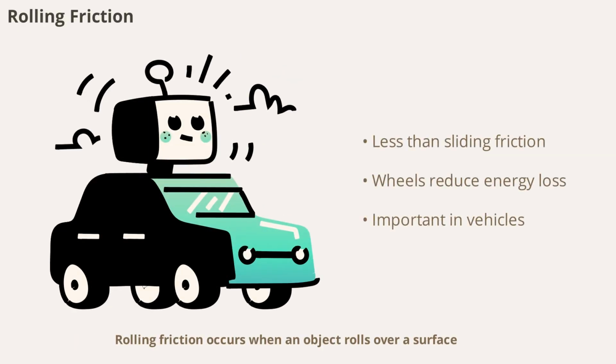Rolling friction occurs when an object rolls over a surface, like a wheel or a ball. It's generally much less than sliding friction, which is why vehicles use wheels instead of dragging. Rolling friction is crucial in transportation, making movement more efficient and reducing energy loss. However, it still exists due to deformation of surfaces and the rolling object.